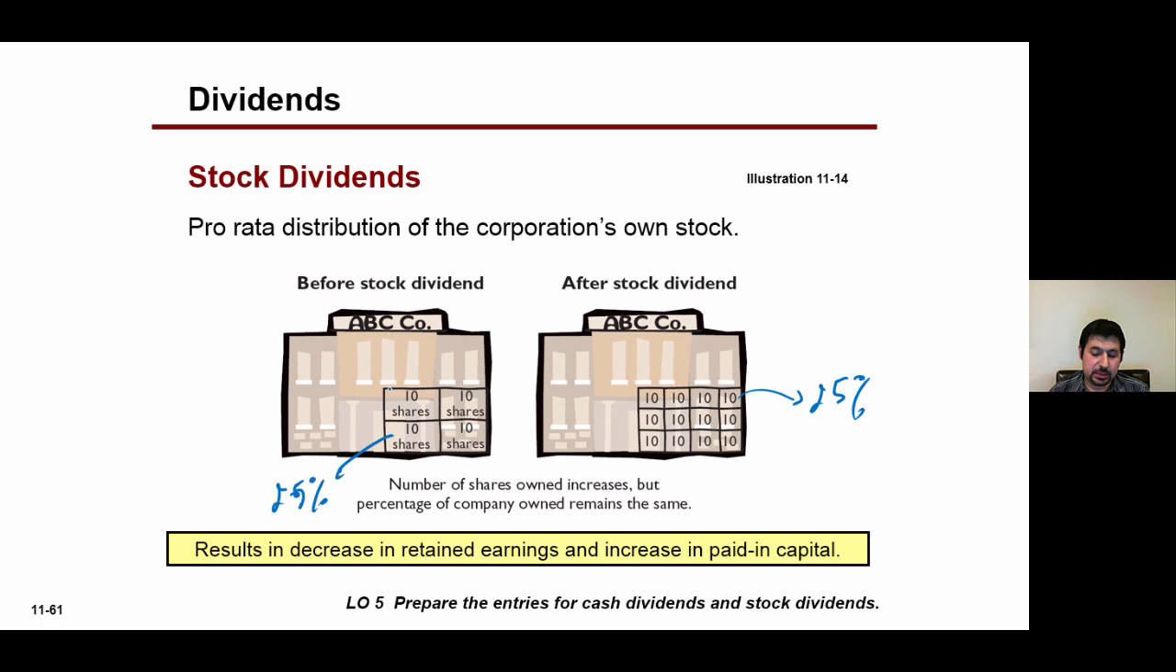However, originally you had 40 shares. Now, in this case here, you have 120 shares. So the number of shares will change, but the percentage of ownership will remain the same. It will not be affected. And generally speaking, this will decrease retained earnings and it will increase paid-in capital. What we're doing here is basically permanently reinvesting part of the retained earnings in the form of common stock. This is in the form of company stocks and paid-in capital.